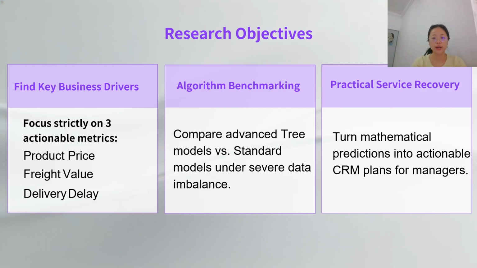Objective 1 is to find the key business drivers for customer satisfaction. I deliberately keep the model simple and focused on three actionable metrics: product price, freight value, and delivery delay. Objective 2 is to compare advanced tree models against standard models when facing severe data imbalance. And finally, objective 3 is to turn this mathematical prediction into practical service recovery plans for e-commerce managers.